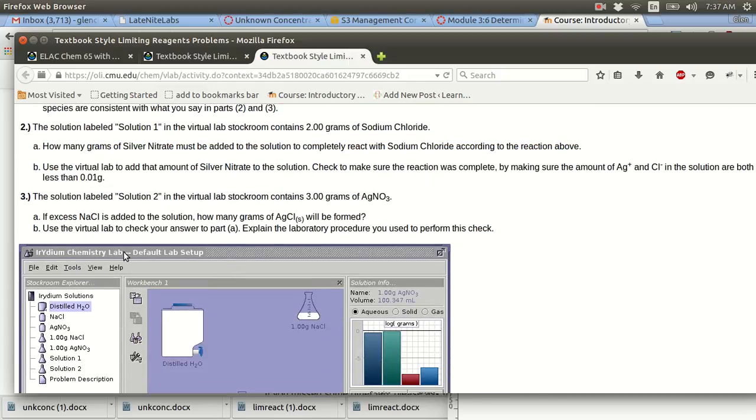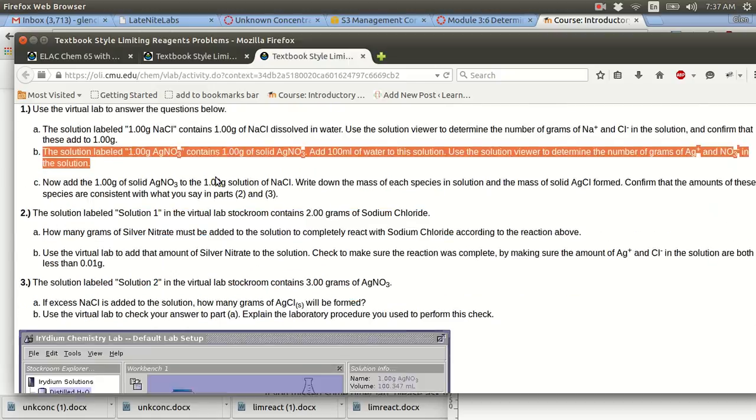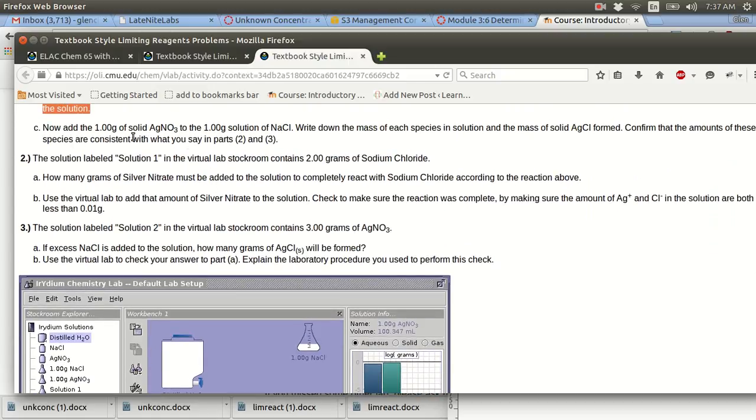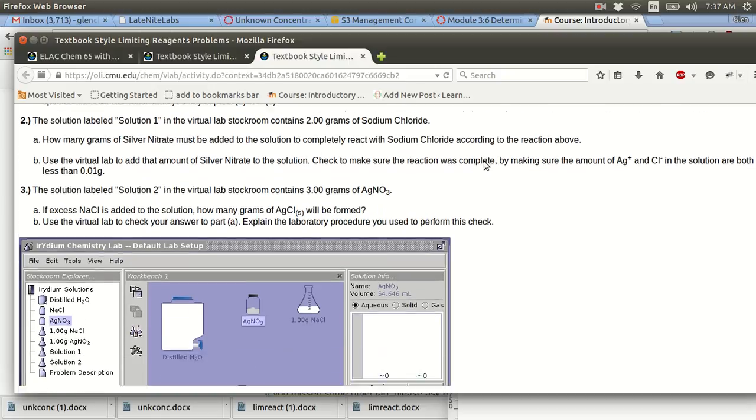You will take the 1 gram of solid silver nitrate. Now that is this here, solid silver nitrate. There is no 1 gram in front of it, you see? It is a bottle with a black top on it. So you'll take the 1 gram of solid silver nitrate and add that to the 1.00 grams of sodium chloride. Write down the mass of everything in solution and the mass of the solid. Let me show you how to find that.